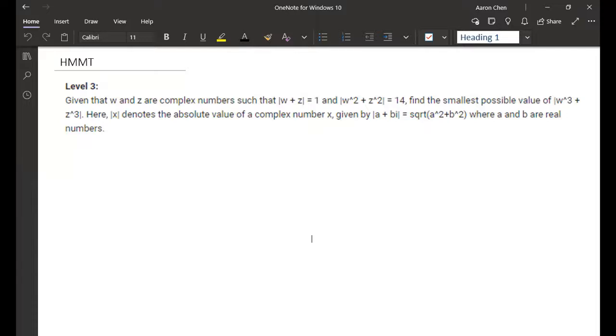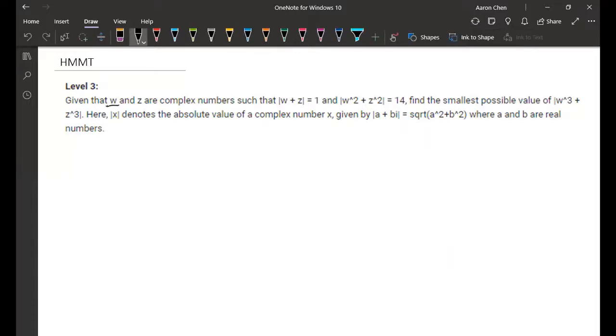So we're given that W and Z are complex numbers such that the magnitude of W plus Z is 1, and the magnitude of W squared plus Z squared is 14. And so we're trying to minimize the value of the magnitude of W cubed plus Z cubed. If you don't know, the magnitude of a complex number of the form a plus bi is the square root of a squared plus b squared. In other words, it's the distance to the origin in the complex plane.